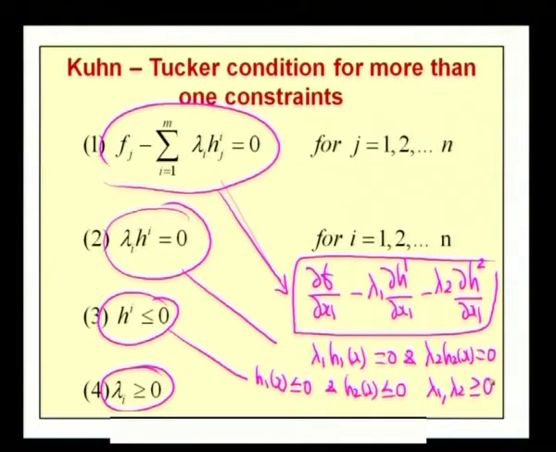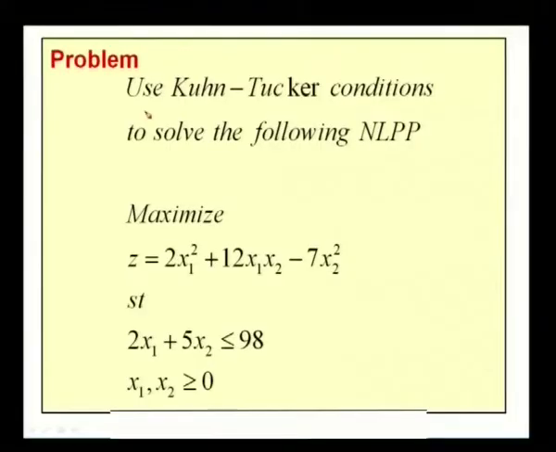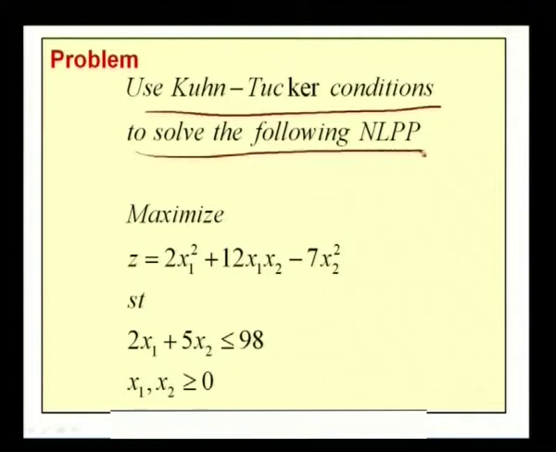So, with the help of this necessary condition, now we try to solve a problem of NLPP involving a single constraint. Next, we solve an NLPP involving more than one constraint. Now, consider the problem. Use Kuhn-Tucker conditions and solve the following nonlinear programming problem.